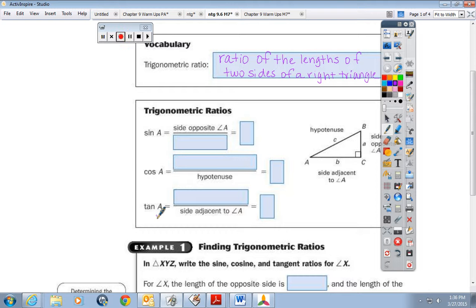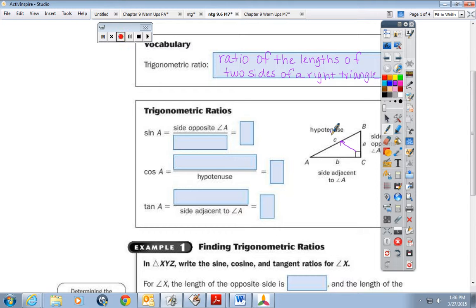Okay, so the sine of angle A. So we're talking about angle A here. The one thing you should know prior to this lesson is what the side opposite of the right angle is. It's always the hypotenuse, okay?